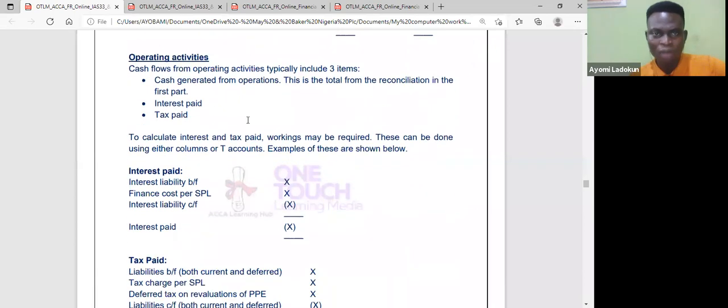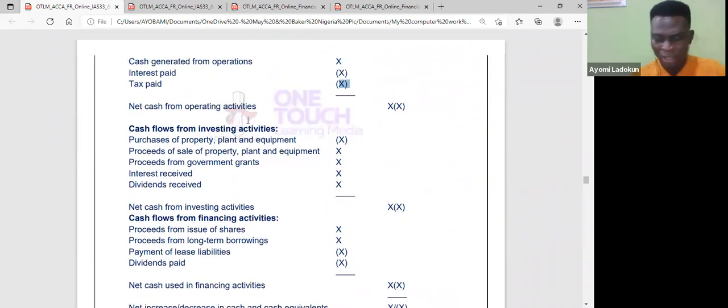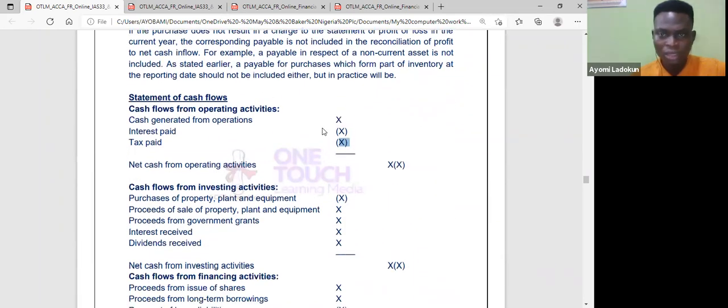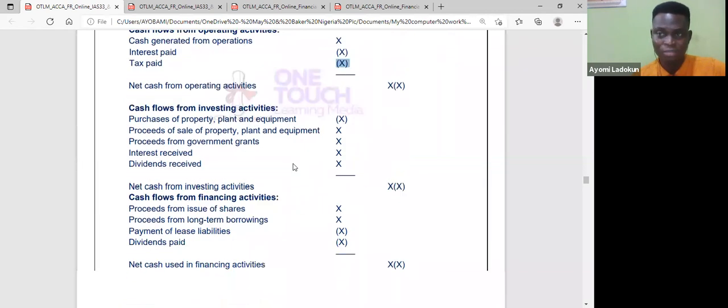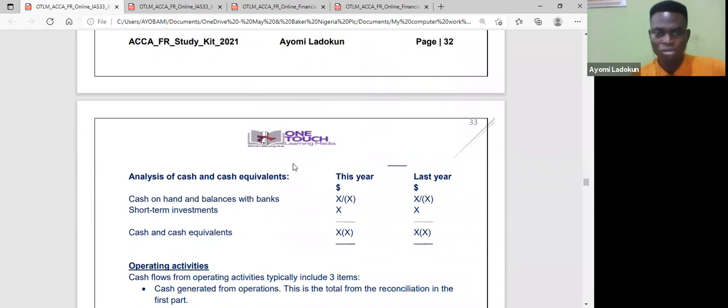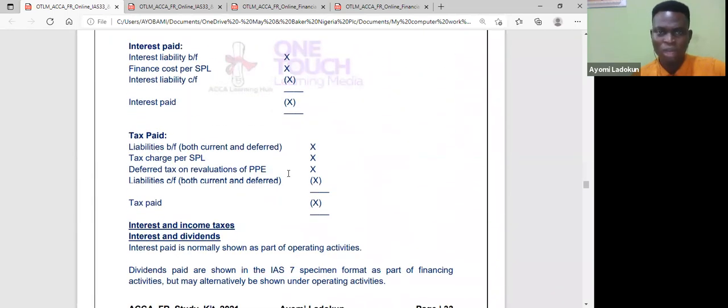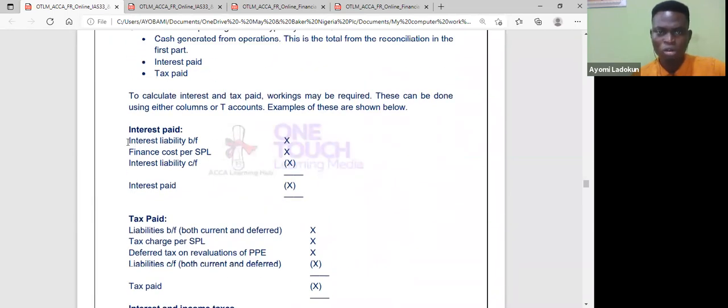Okay. Now, for your operating activities, there are two things that are quite important after you have gotten your cash flow from operations. We said interest paid and tax paid. Okay. Now, let me show you that pro forma again. Can you see it here? So the interest paid and tax paid, because money has gone out, is going to be removed. So you have to adjust for that. So you come to your interest liability brought forward from last year.